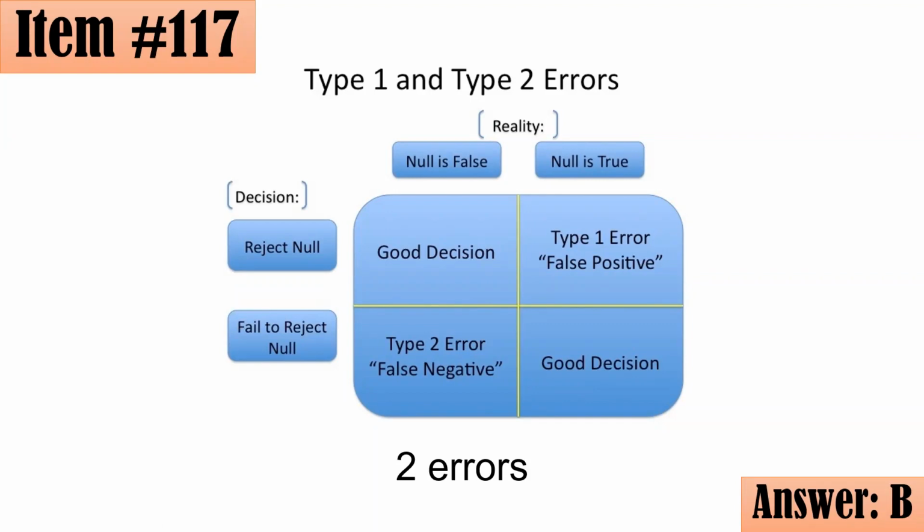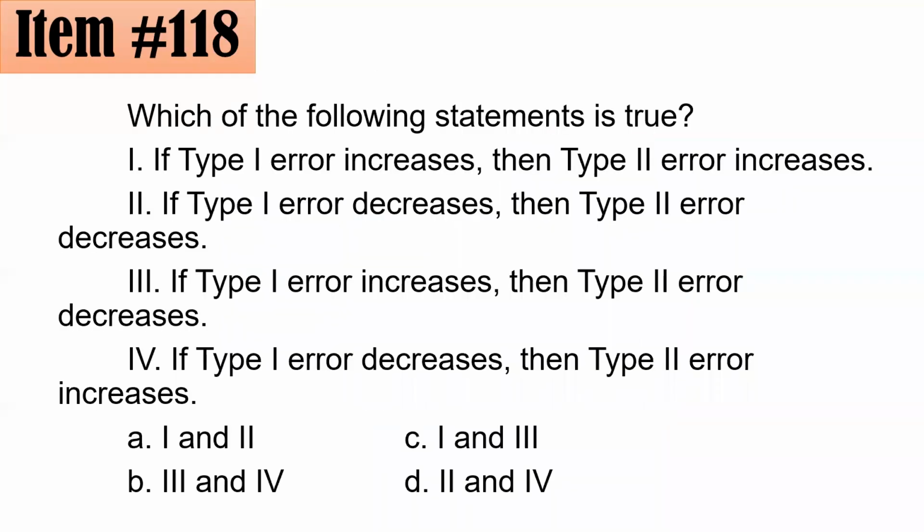118. Which of the following statements is true? Okay, 1. If type 1 error increases, then type 2 error increases. 2. If type 1 error decreases, then type 2 error decreases. 3. If type 1 error increases, then type 2 error decreases. 4. If type 1 error decreases, then type 2 error increases. Did you go for 1 and 2, 3 and 4, 1 and 3, or 2 and 4? Okay, what do you think?